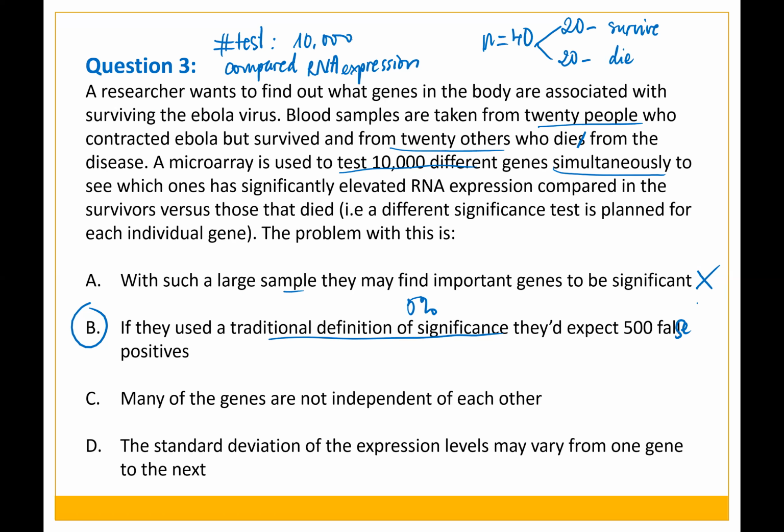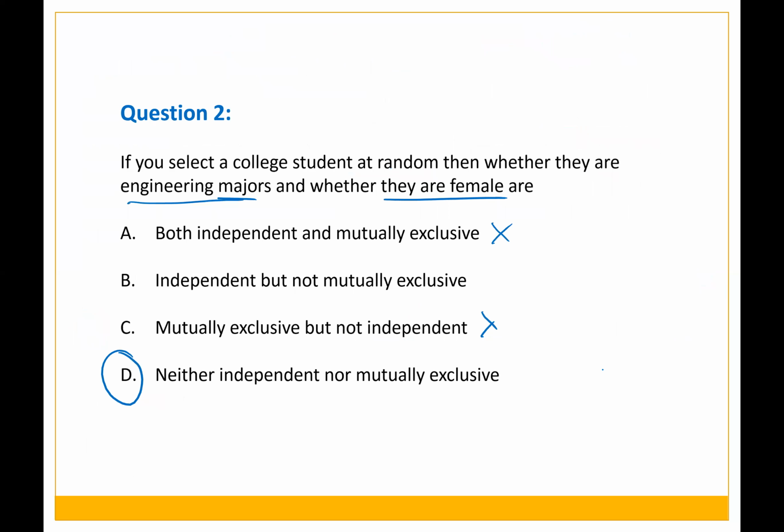Many of the genes are not independent of each other. Now, I am not an expert in biology, but I know that genes can be independent or not independent, so it's like a 50-50 chance depending on each of the genes. And so we cannot conclude that this is a problem of this study. We can select maybe 10,000 independent genes in the human DNA collection, and so C might not be a problem of this study.